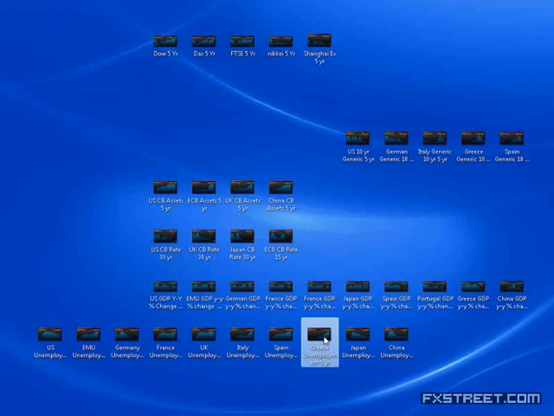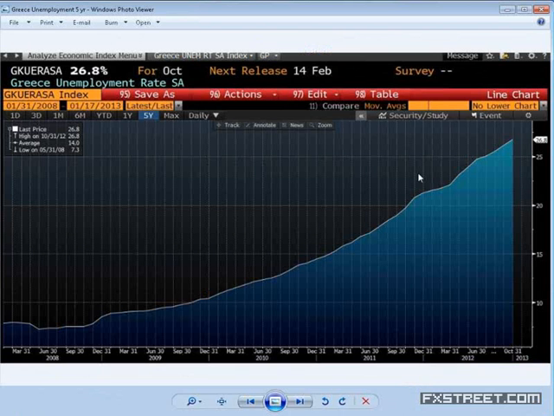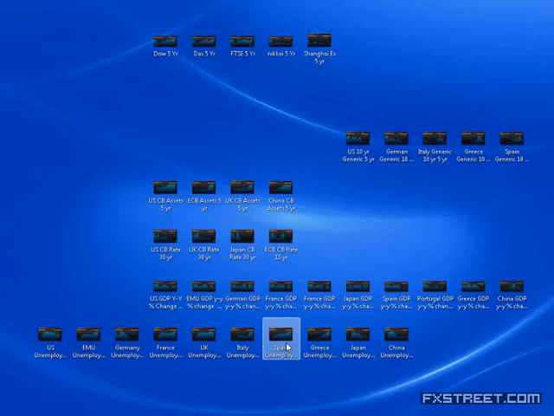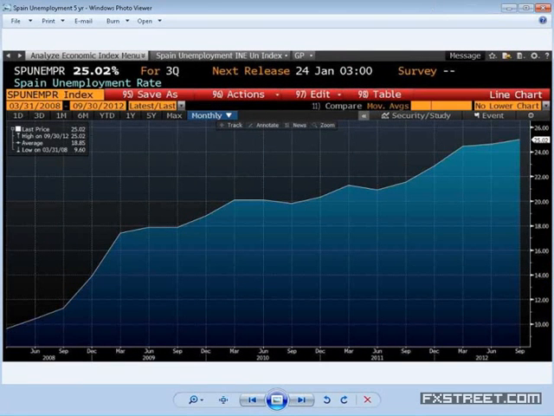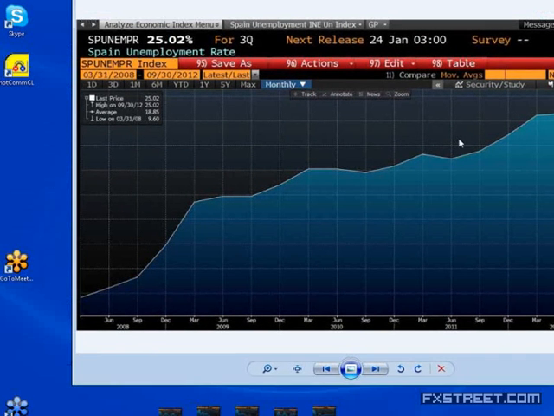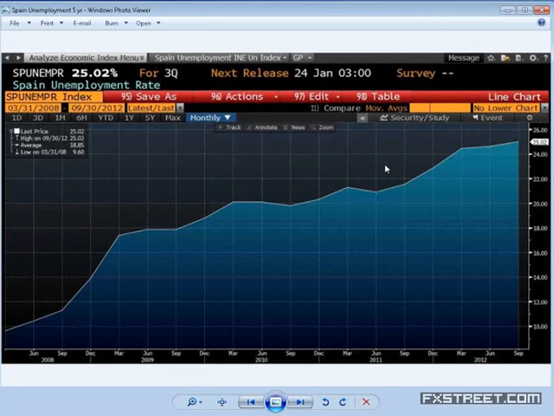Is this. This is the threat to the euro, right here. This is Greek unemployment. Imagine living in a country with that much unemployment. That's Greek unemployment. This is Spanish unemployment. And this is the official unemployment rate. It's much like the U.S. unemployment rate. The U.S. is 7.7.